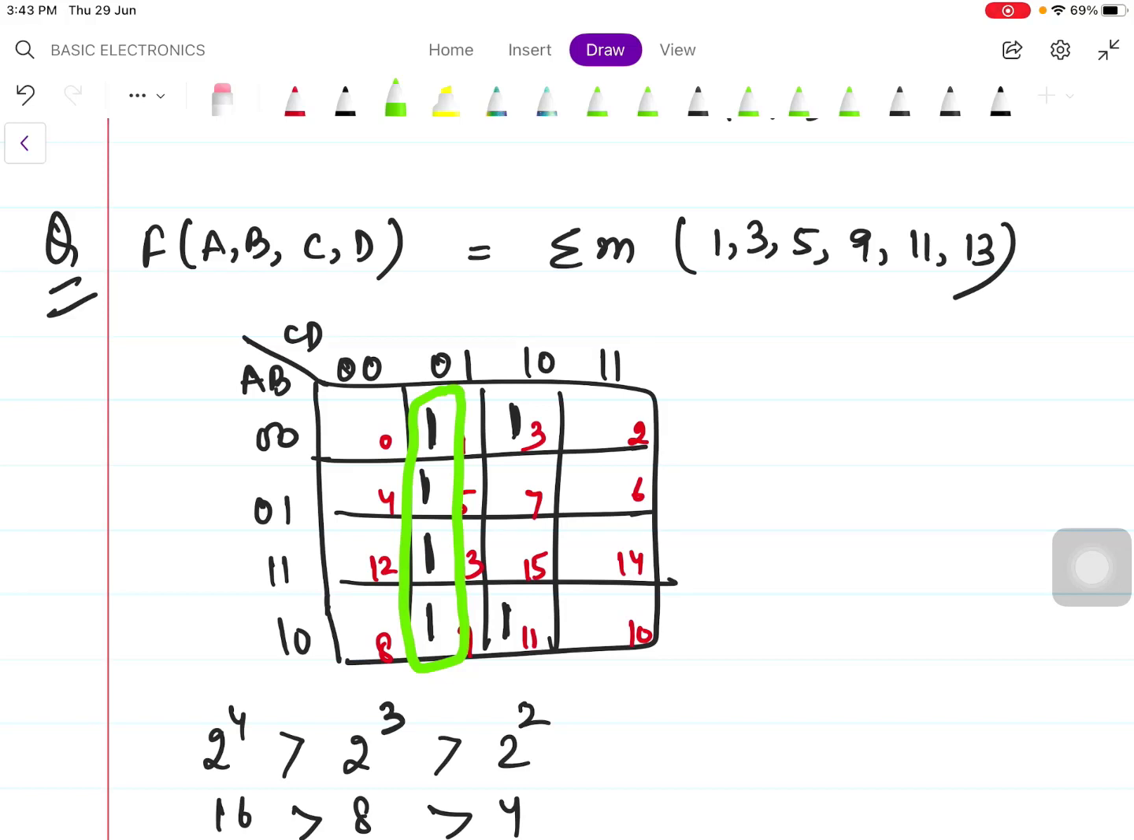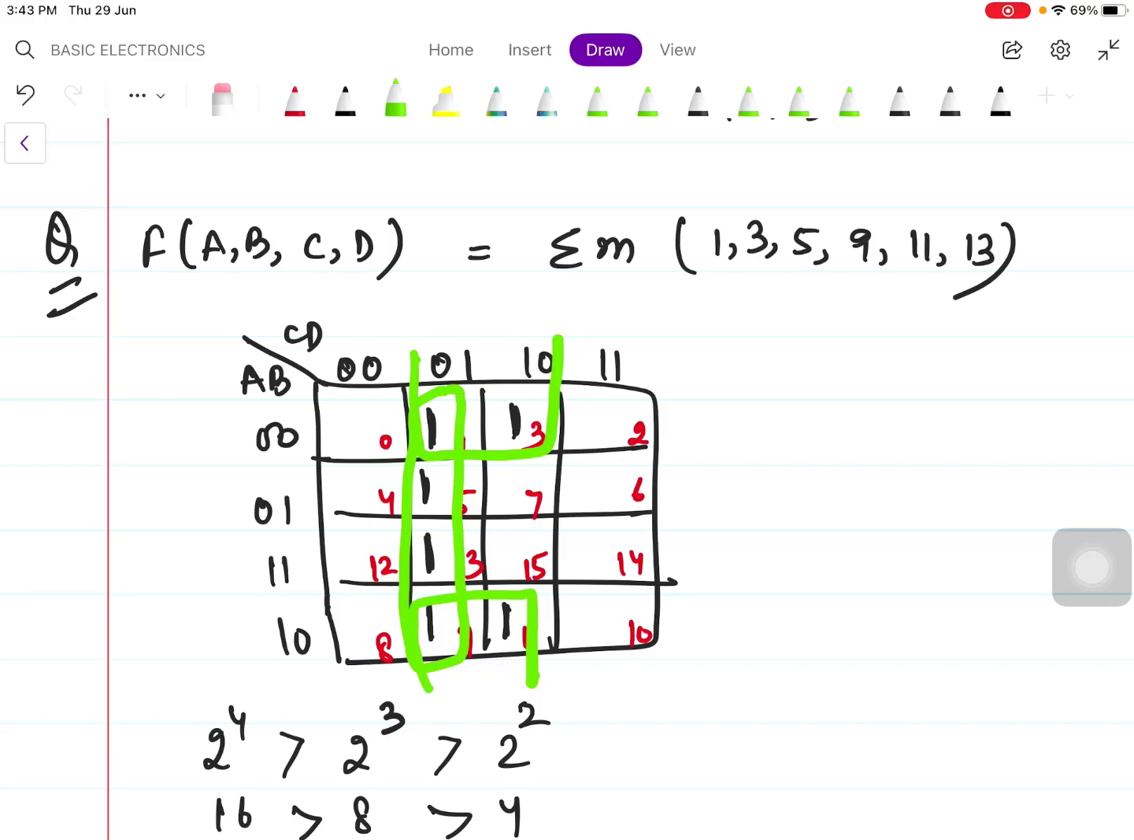So block 3 can be combined with block 1. That will be a group of 2. Is there any possibility to combine it in a group of 4? Yes, because 1 and 3 are lying on the corners, and let us check the opposite corners as well, and fortunately we find 2 ones over there as well. So it is possible to group them in a group of 4.